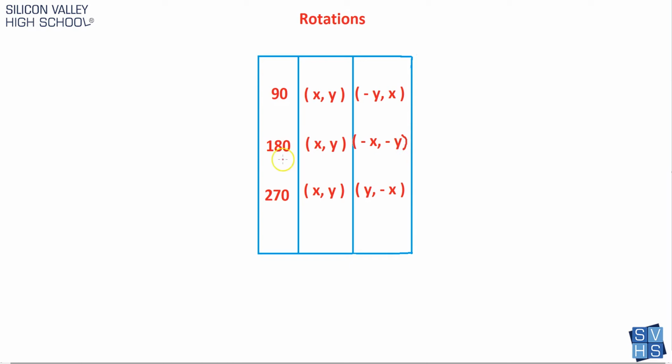Okay, so the next one is if you rotate 180 degrees, you had (x, y). All you do is make both of them negative. And we'll do a few examples here. And then if you do 270, you flip them and x is negative.